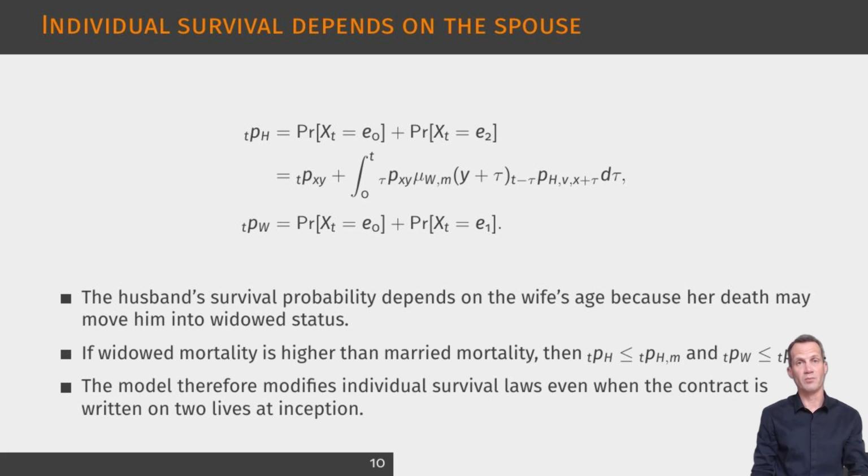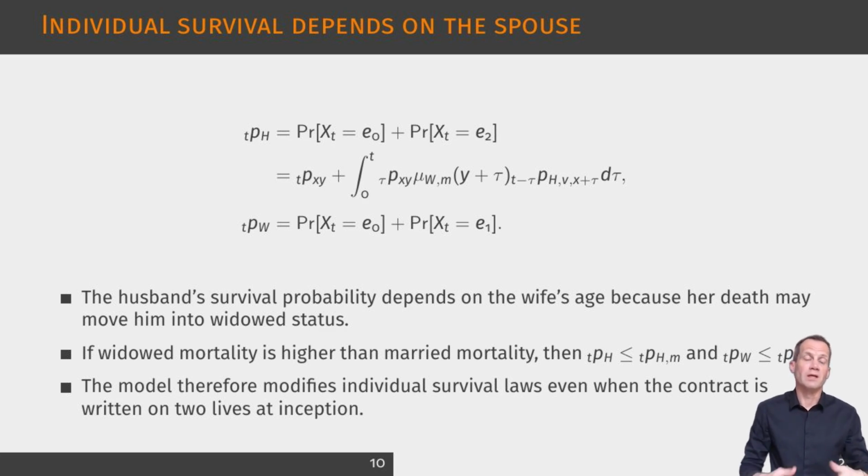The husband's survival probability is therefore the sum of two probabilities: the probability that both spouses are alive at time t, and the probability that the wife has died first while the husband has survived as a widower until t. The expression displayed on the slide makes this decomposition explicit by conditioning on the time of the wife's death. The same reasoning applies to the wife. Her survival probability is the probability of remaining in the initial state plus the probability of being in the state where she survives her husband.